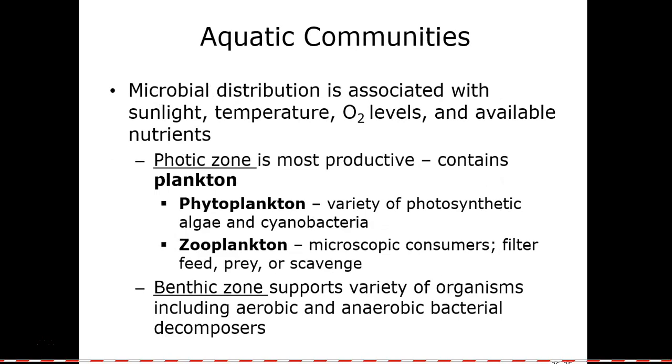We also talk a lot about the photic zone, and this is the most productive zone. This is closest to the surface, and that's because this zone with the sunlight, temperature, and oxygen levels is able to support a form of life known as plankton. And we have two different types of plankton. We have phytoplankton, which consists of our algae and cyanobacteria. These go through the process of photosynthesis and convert photons of light into other forms of energy for use by the cells. And then we have our zooplankton, which are our consumers that are able to feed, prey, or scavenge. The benthic zone is able to support a variety of organisms, including both aerobic and anaerobic organisms.